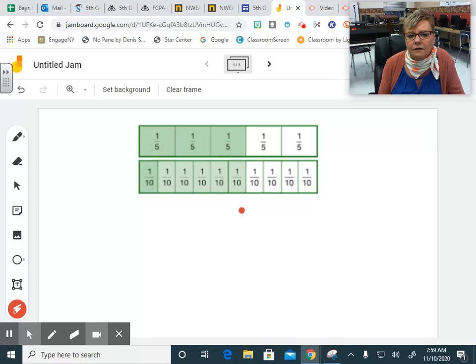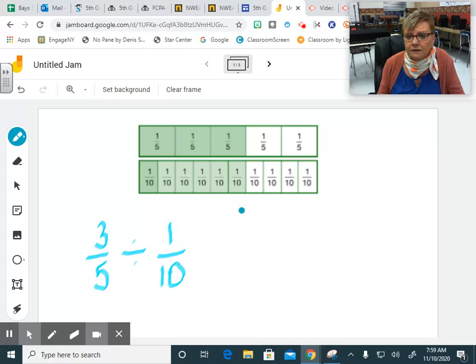We have a whole, and it's divided into fifths. 3 of those are shaded, so that's going to be 1, 2, 3 fifths. So I'm starting with 3 fifths, and I'm trying to find out, it looks like how many tenths are in 3 fifths. So 3 fifths divided by 1/10.